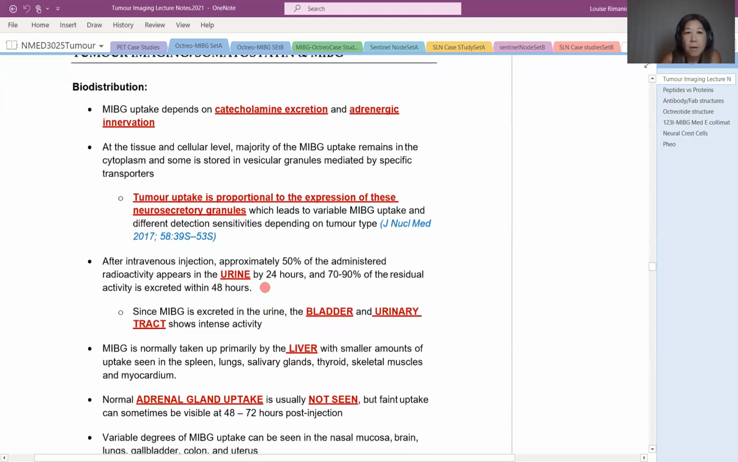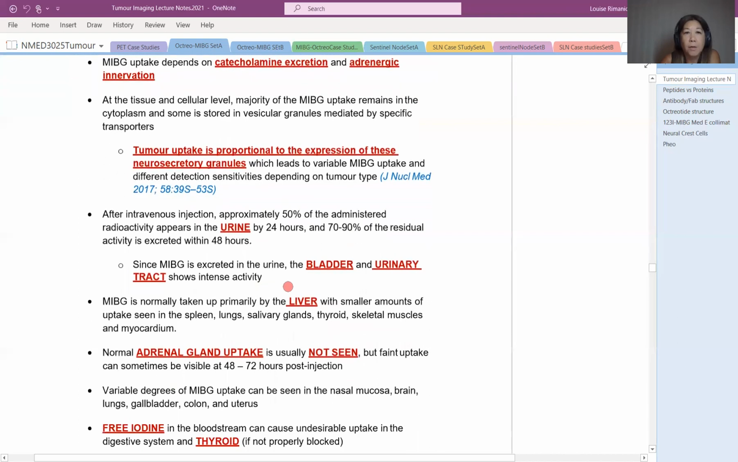After IV injection, about 50% of the administered dose will appear in the urine by 24 hours, and about 70 to 90% of that residual activity will be excreted within 48 hours. So because there is this significant bladder and urinary tract activity, we should, again, have our patients well hydrated and have them void frequently.